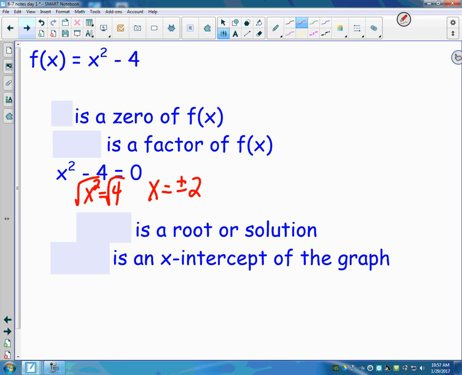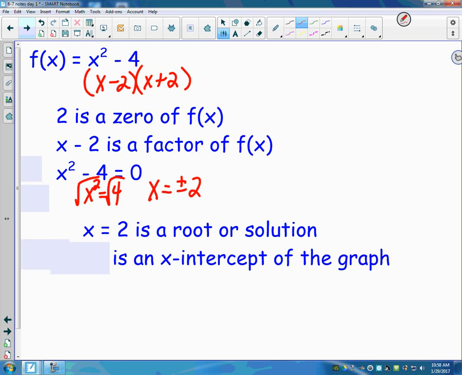So I can say all about this function. I know that 2 is a zero of this function. I can say that I know x minus 2 is a factor of this function, because this would factor into x minus 2 and x plus 2. When I solve this, I could say 2 is a solution or a root. And since it's a real number, I can say that the point (2, 0), or 2, is an x-intercept of the graph.